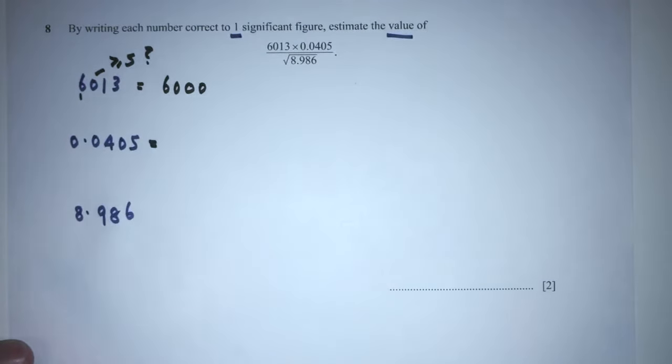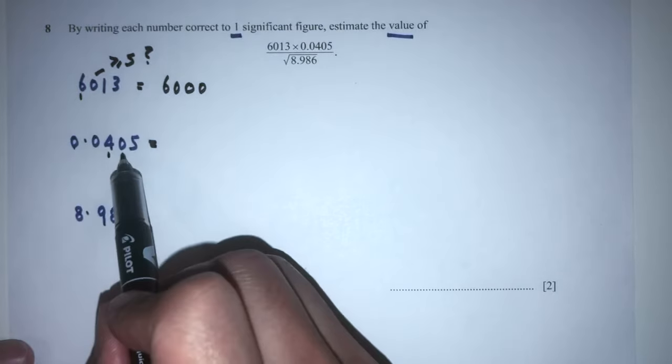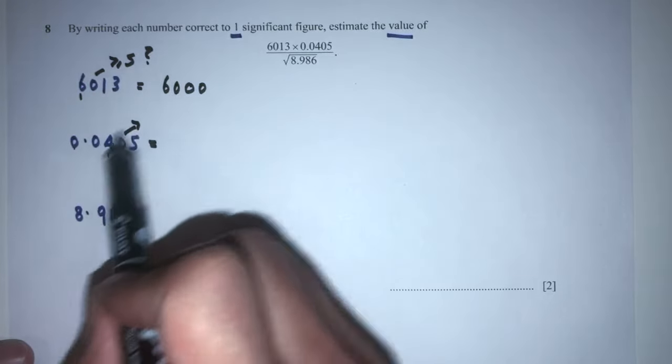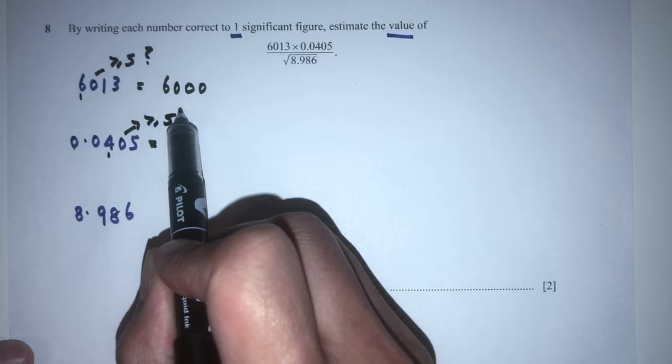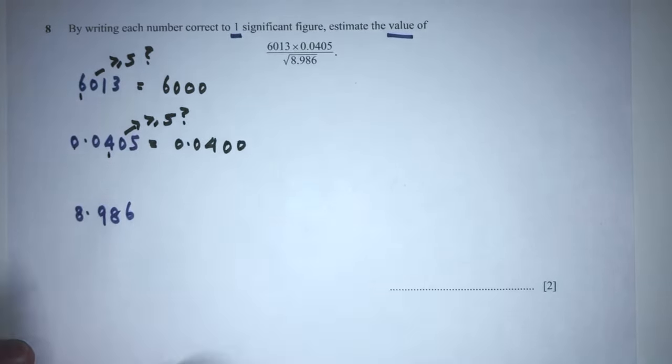Same steps. Here we don't count 0, we count the first number, we leave it by itself. We ask if the following number is it more or equal to 5? No, it is not, so we change everything to 0.